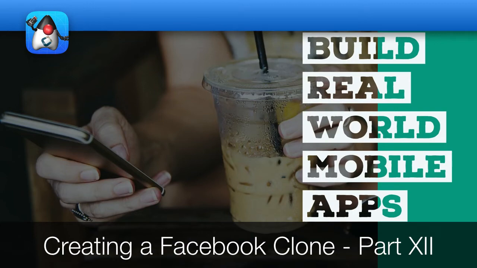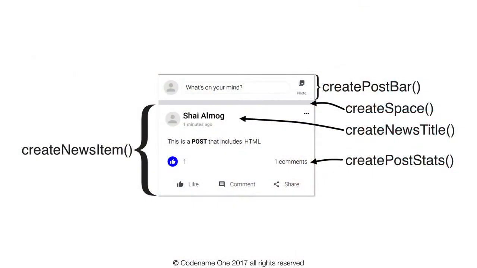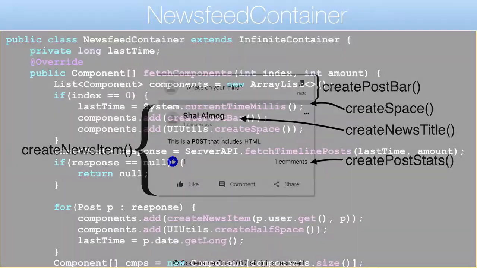We are now ready to implement the newsfeed. The newsfeed container class is a bit big, so I'll split down the functionality into smaller methods that build the various pieces of the UI. We'll use infinite container, which lets us scroll an infinite list of entries and implements pull to refresh.